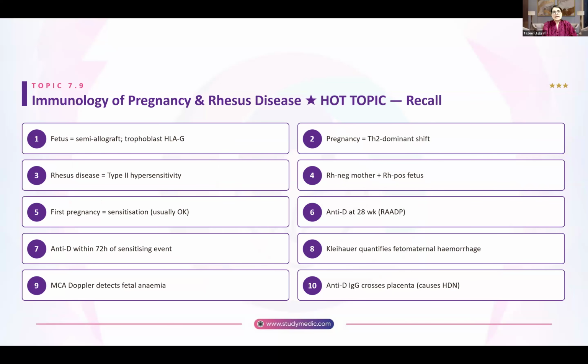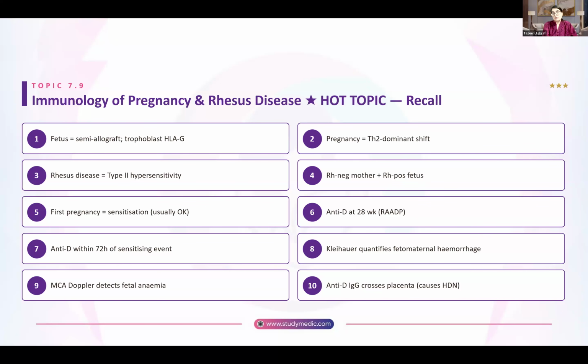Okay, the fetus is basically a semi-allograft; the trophoblast expresses HLA-G, which is non-classical. Pregnancy has a T helper 2 dominant shift. Rhesus disease is a type 2 hypersensitivity. Rhesus disease or Rh incompatibility happens when the mother is Rh negative and the fetus conceived is Rh positive. The first pregnancy is sensitization. Anti-D is given at 28 weeks, and anti-D within 72 hours of a sensitizing event.